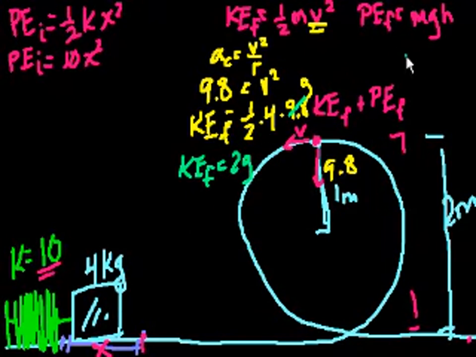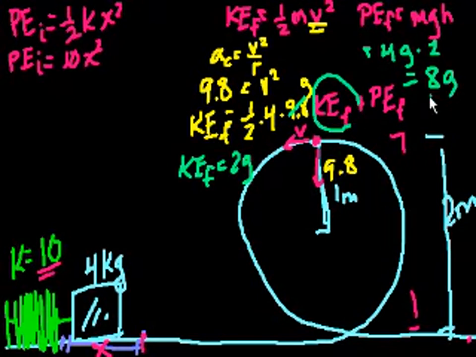And what is the potential energy at this point? Well, it's the mass, which is 4 times g, times the height, which is 2. So it's equal to 8g, right? So what's the total energy at this point? The kinetic energy is 2g. The potential energy is 8g. So the total energy at this point is 10g. 10g total energy.